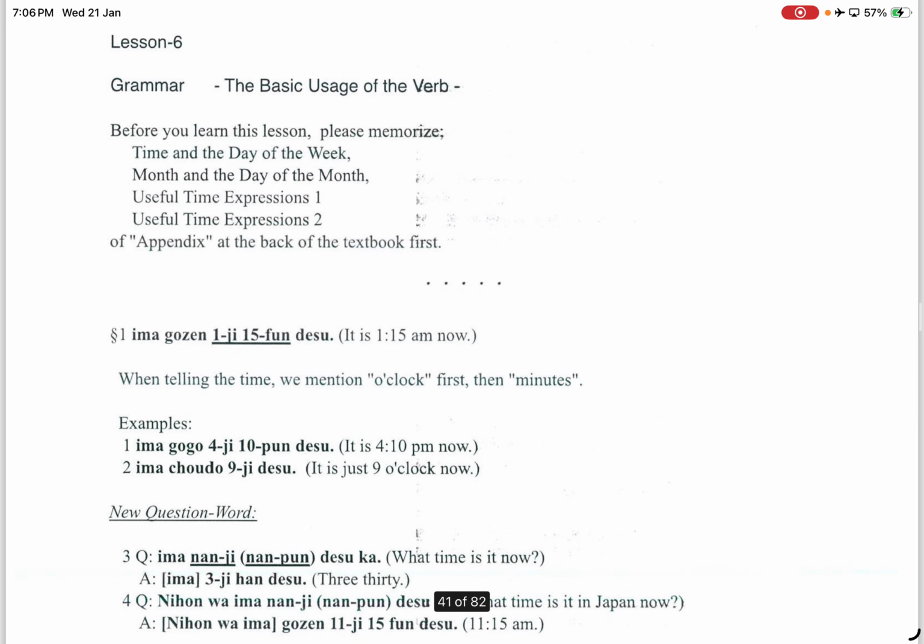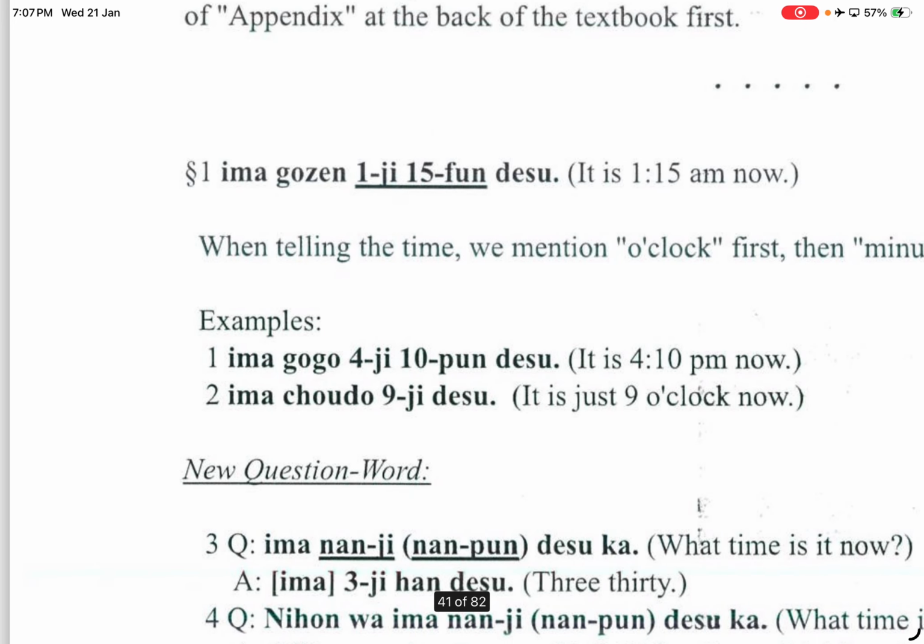Okay. So lesson 6, last week we learned how to mention time, like from what time to what time, or at what time we wake up, right? So we learned how to use time in our sentence. The first grammar that we learned is how to say the time in Japanese. In English we say the o'clock and then the minutes, right? In Japanese it's the same thing.